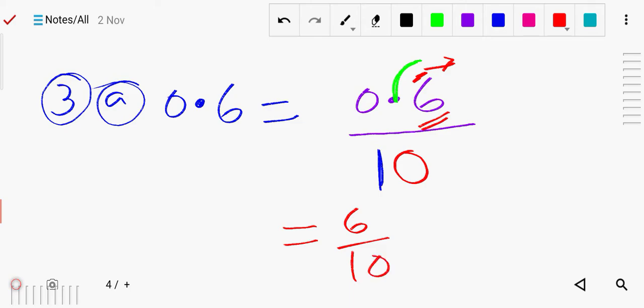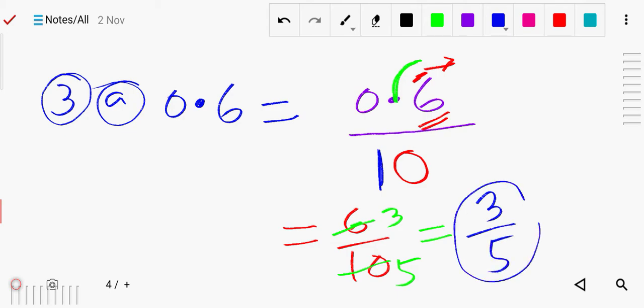Now after 6 by 10 you have to write it in the simplest form. Simplest form means you have to divide the numerator and denominator until division is not possible. Like, we can divide by 2, so here 3 by 5. Now this 3 and 5 we cannot divide further. So 3 by 5 is the simplest form and this is your answer.